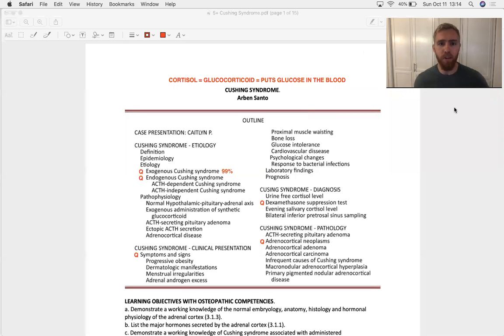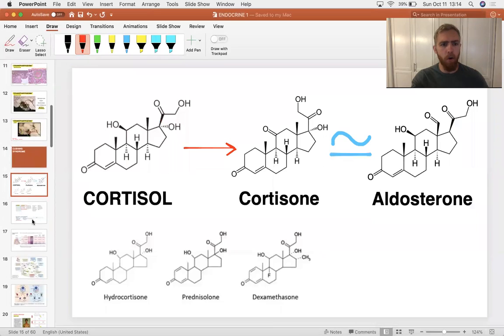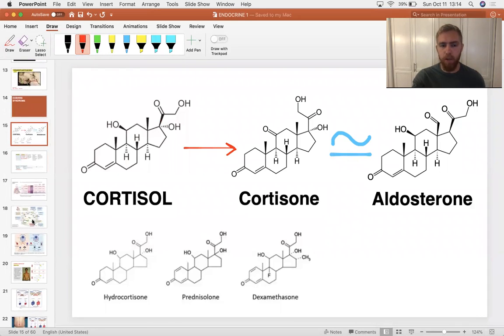Hello, let's talk about Cushing syndrome. Cushing syndrome is simply an excess of cortisol in the blood, and cortisol is the prototypical glucocorticoid. Now, a glucocorticoid is a signaling hormone that works to raise blood sugar. That's where the gluco comes from. And corti refers to the fact that these hormones, glucocorticoids, are made in the adrenal cortex, not the medulla.